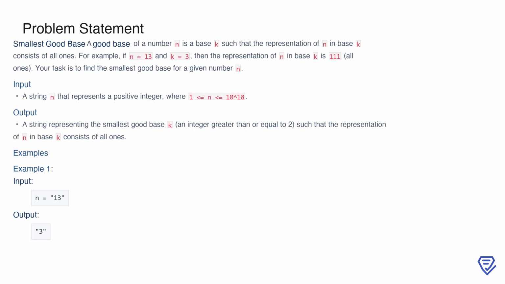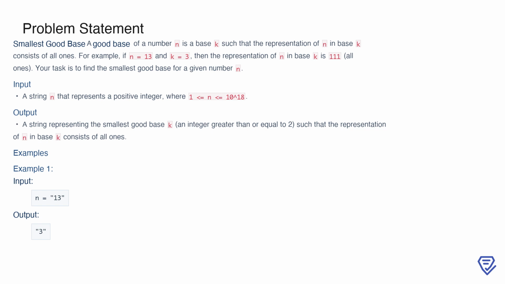The problem we're solving is called smallest good base. A good base for a number n is a base k such that the representation of n in base k consists entirely of ones. For example, if n equals 13 and k equals 3, the base 3 representation of 13 is 111, which is made up of all ones. The challenge here is to determine the smallest possible base k for a given number n that satisfies this condition.